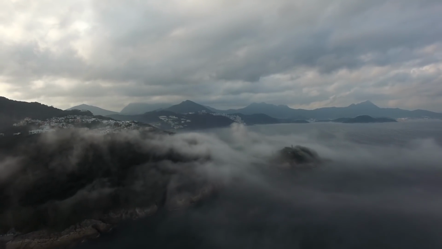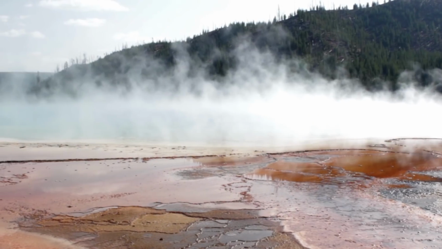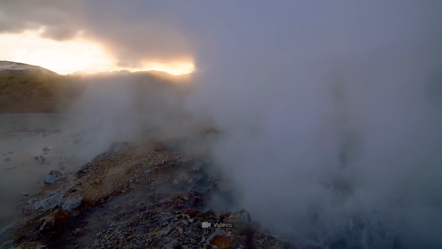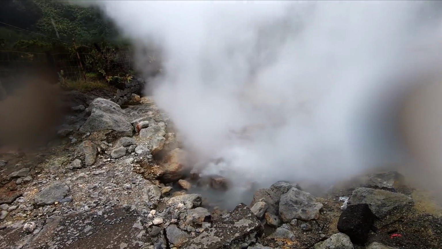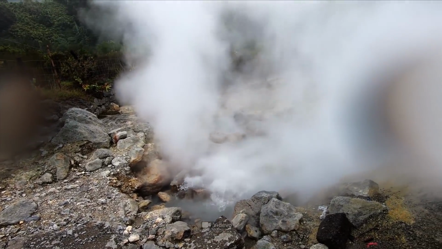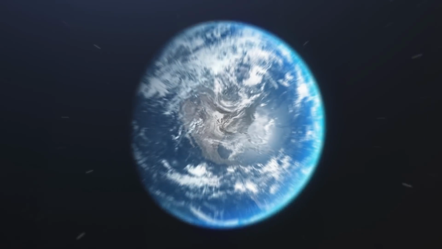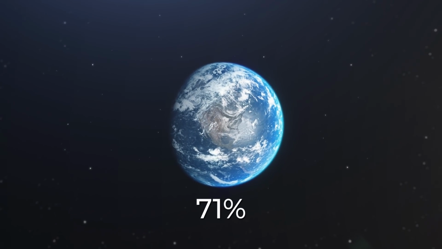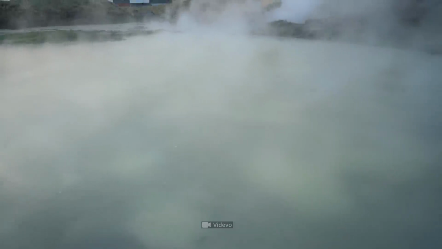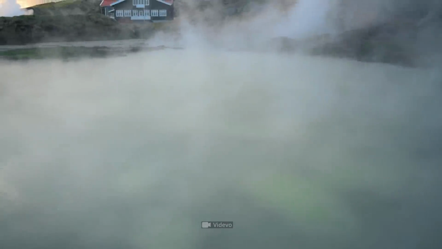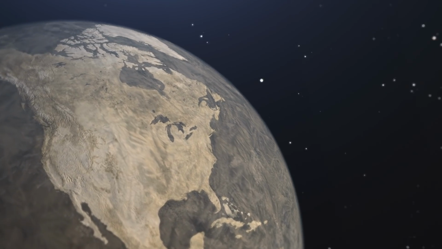Oceans, lakes, and rivers would also start behaving strangely. Without an atmosphere, the boiling point of water would drop significantly. This means that all of the water on Earth would instantly start boiling, which is about 71% of the planet. While the planet is boiling, let's see if we could survive on it. Well, it's going to be difficult.